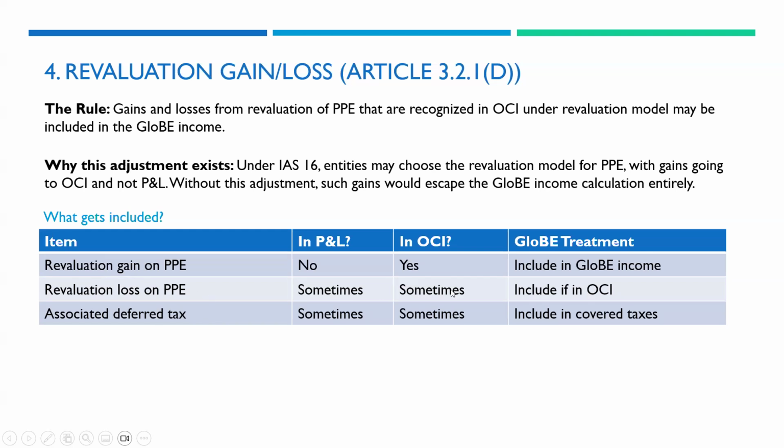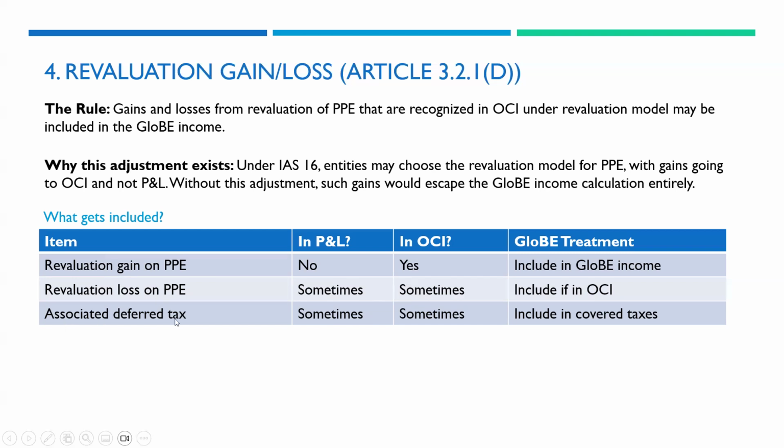So if there is a revaluation loss in OCI, that OCI also you include in the GloBE calculation. Whatever is in P&L is already included, so don't bother. The simple reason is that I am going to have reduced depreciation going forward over X number of years based on the life of the asset. So it makes sense to put the revaluation loss also now. Same logic, reversed.